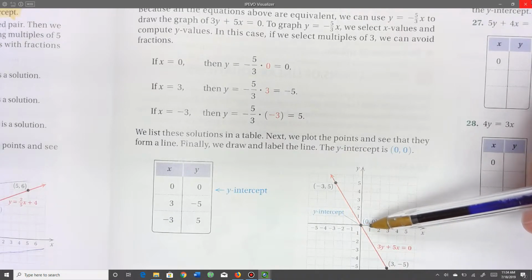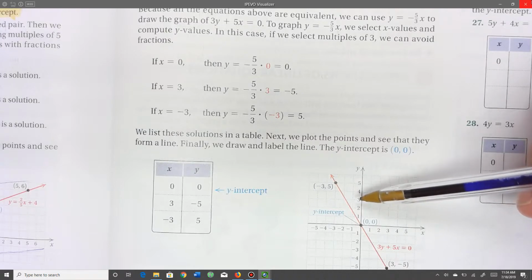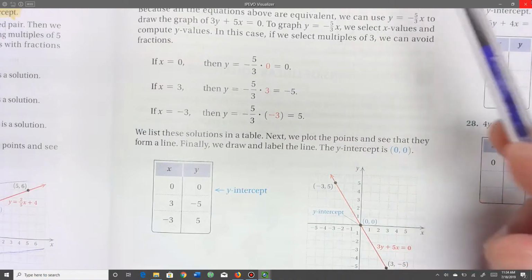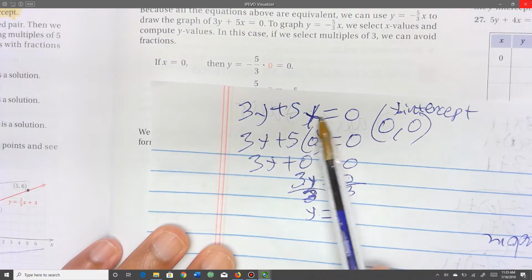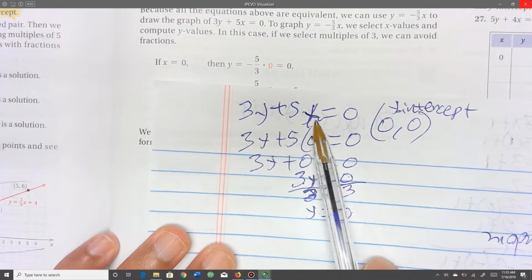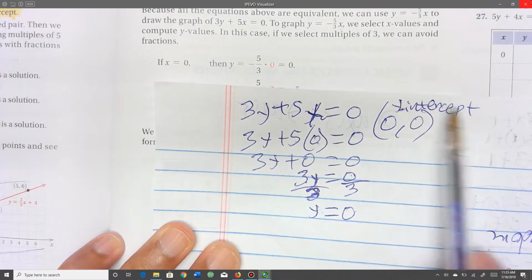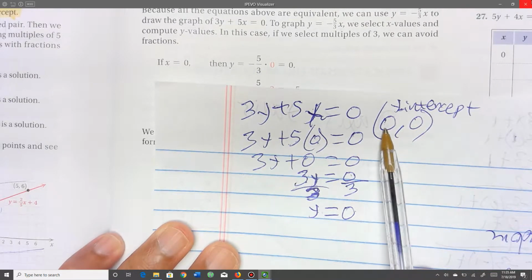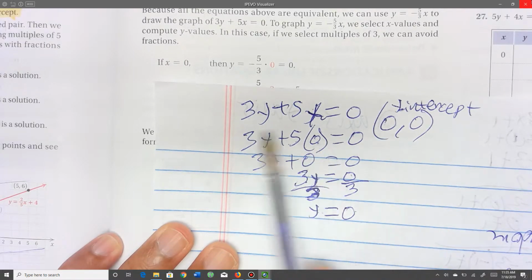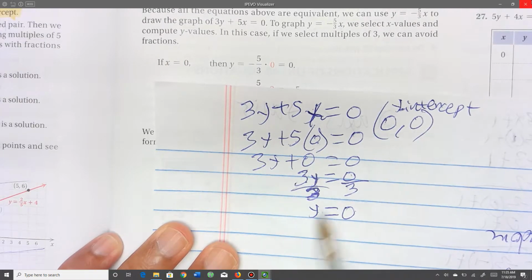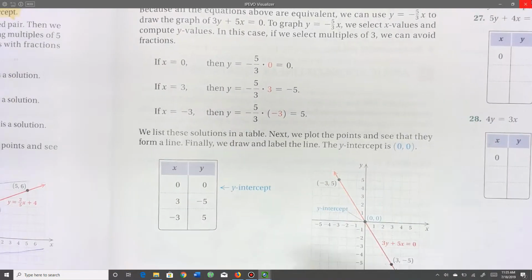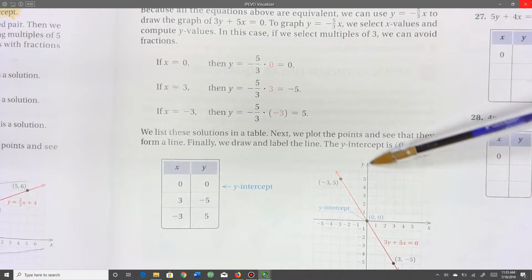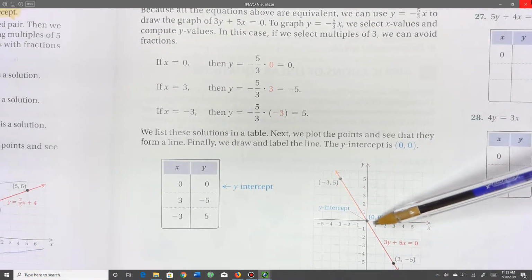In this case, we did it in one step just by substituting 0 for the x, since every single time your y-intercept is going to have an x value of 0. Solve for the other variable. That's going to be your y-intercept, the point where your graph crosses the y-axis. It's right there. All right.